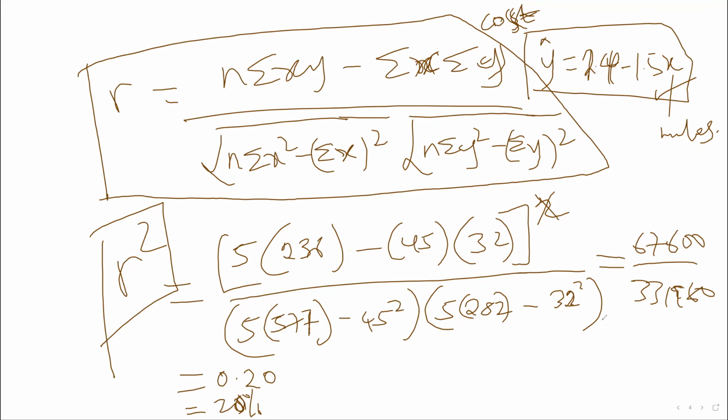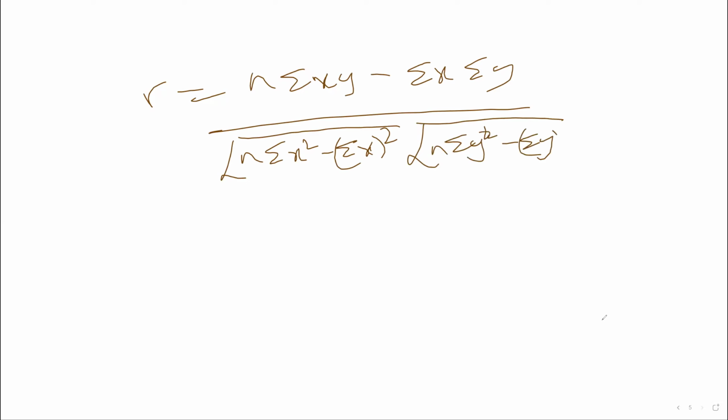So R is equal to n sigma xy minus sigma x sigma y divided by n sigma x squared minus sigma x all squared, and n sigma y squared minus sigma y all squared. What is it equal to? No, it's negative. I was surprised that you were telling me it's positive. It is negative 0.2036.